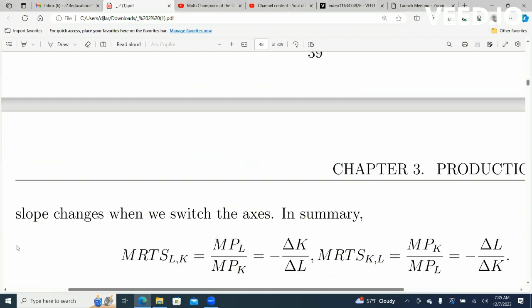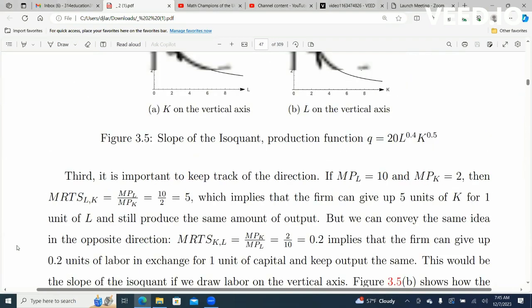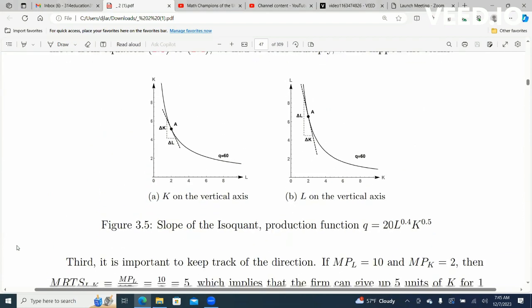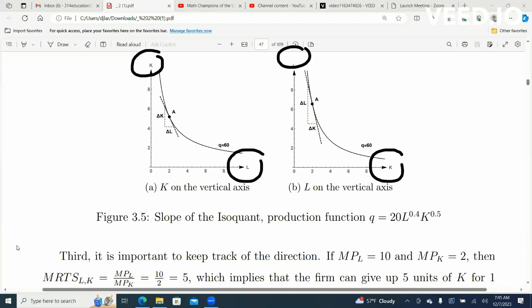Specifically, the previous video ended on page 39 here. This graph is where we ended the previous video. We note very simple things here: this is capital as a function of labor, and this is labor as a function of capital. It literally doesn't matter how you do the convention. As far as a three-dimensional graph is concerned, they're literally the same.